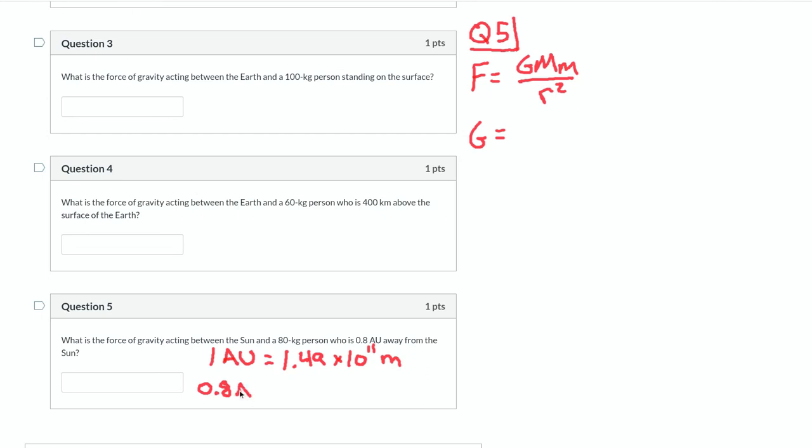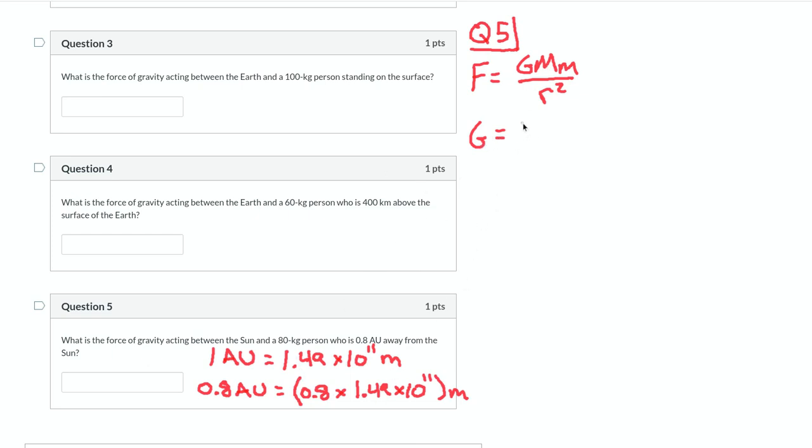The way you figure that out is you put some parentheses around it, you say 0.8 times 1.49 times 10 to the 11. It's that many meters. You just take 0.8 times 1 AU, and that's how you can do it. You could do that if this was 2 AU. You just take 2 times 1.49. But you want to include that inside the parentheses, because if you're going to square it, you need that inside the parentheses. Okay, we're going to use that in just a minute.